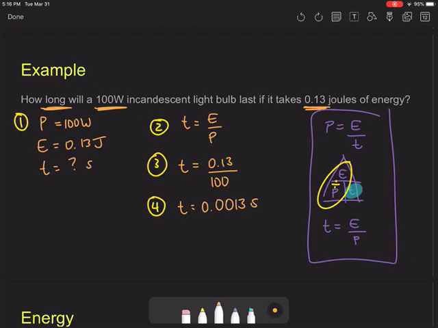0.0013 seconds. Okay, so a very, very short amount of time, right? That's not even 1 full second, kind of ridiculous. But that's our final answer, right? 0.13 divided by 100 will give us 0.0013. And we have seconds as our units, and life is good.